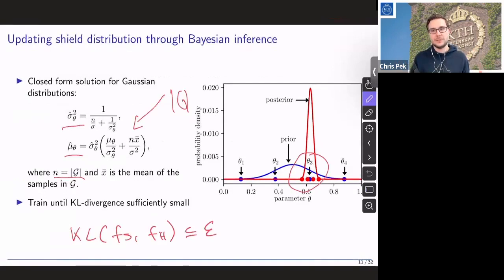We use the samples to update the posterior, just given the samples, and we do that as long as we can, such that both distributions do not change anymore. The KL divergence is sufficiently small. So it's a very good point. Initially, you need to set for the first prior what is your mean guess, as well as the variance guess, and then you can update. I hope that answers your question. Thank you.